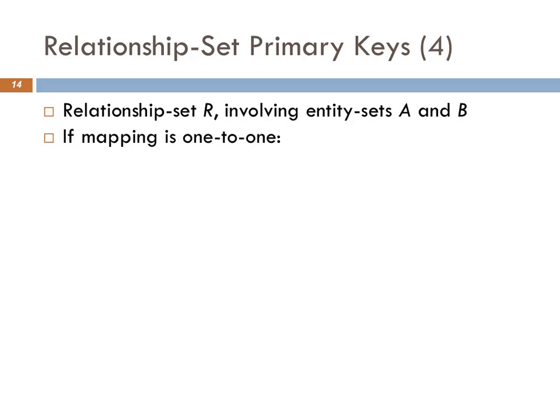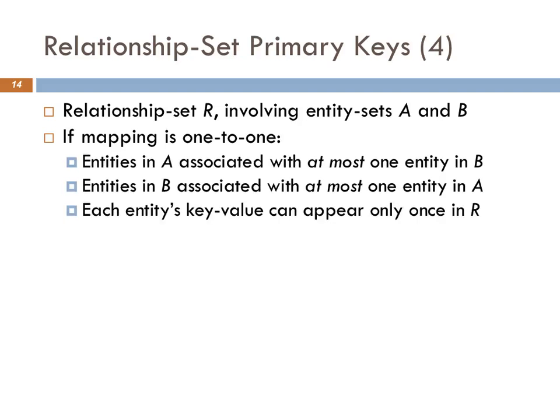Okay, if the mapping is one-to-one, you think about it from this perspective, or let's say, we have to be precise. So at most one entity in A can map to at most one entity in B. Since each entity can only appear in at most one relationship, that means the primary key of A is a candidate key, and the primary key of B is a candidate key. So we actually have both.